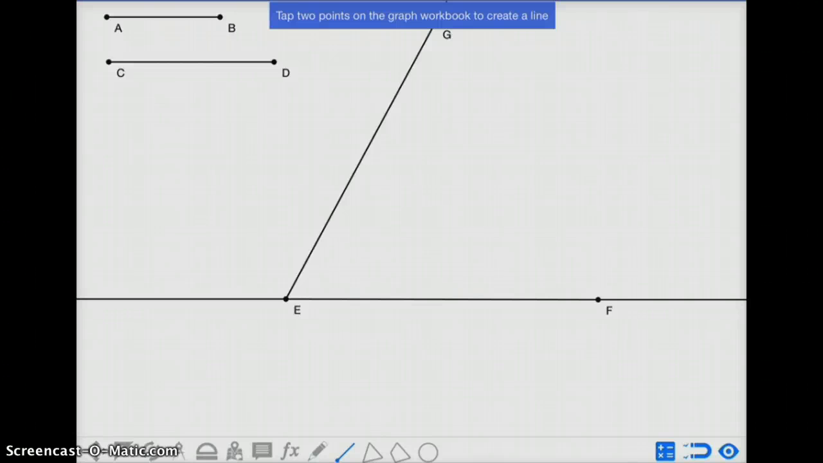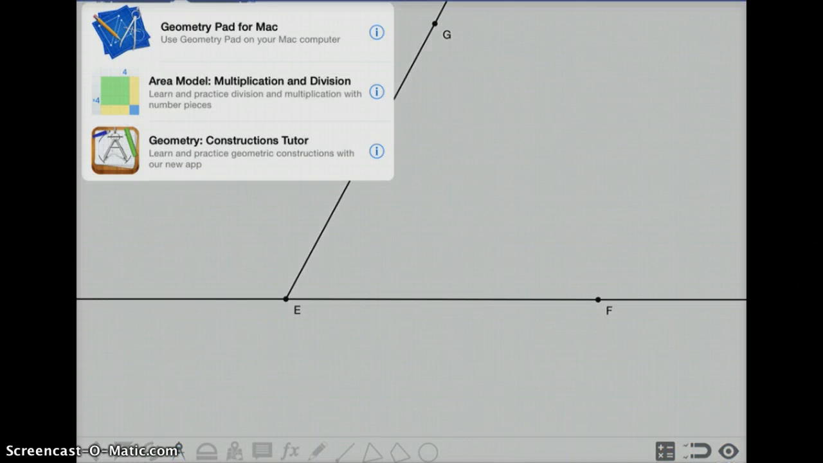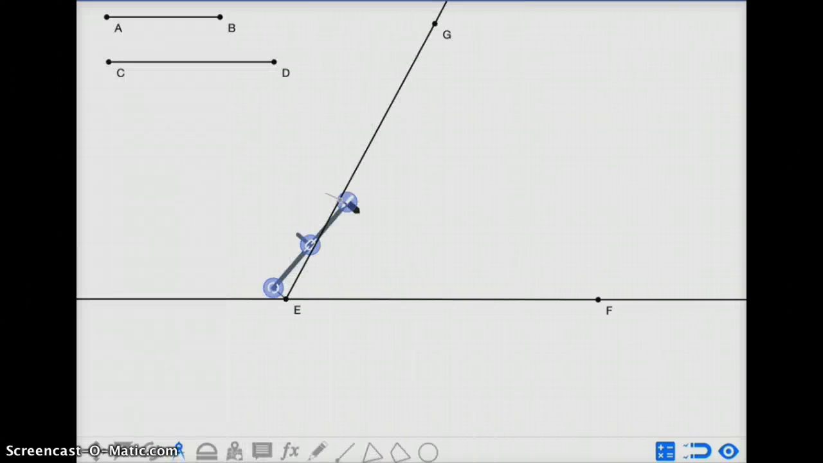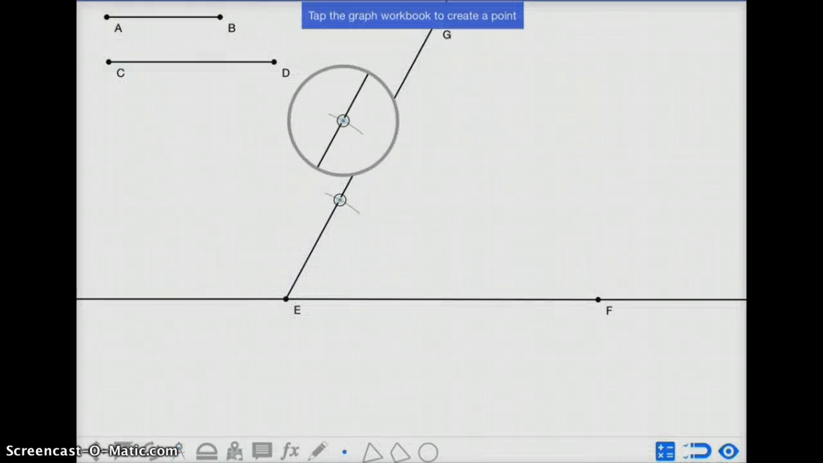Next, I need to figure out that side length. So I'm going to grab my compass and come up and grab on to section 1 here. And then bring it on down and reconstruct that angle or that side length here on the side. Once I have that in there, I'm going to drop a point for reference on it in order to act as the side length. So EH is now congruent to AB.